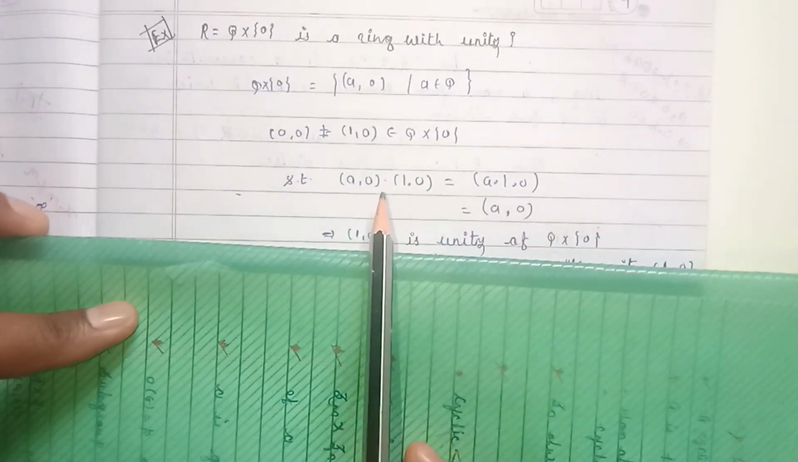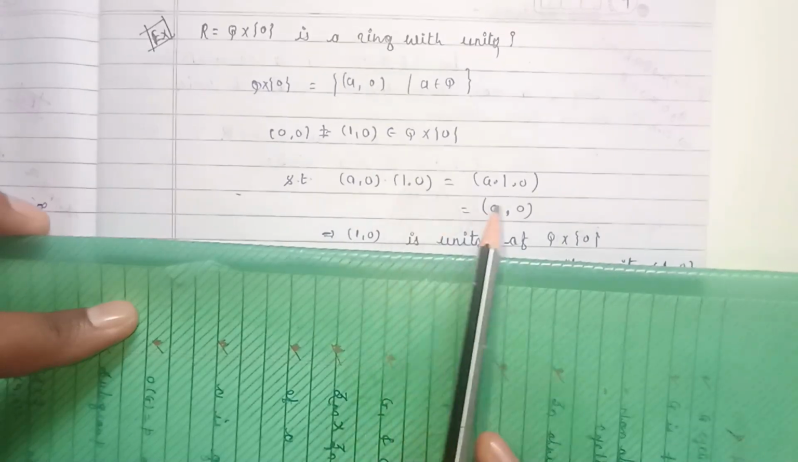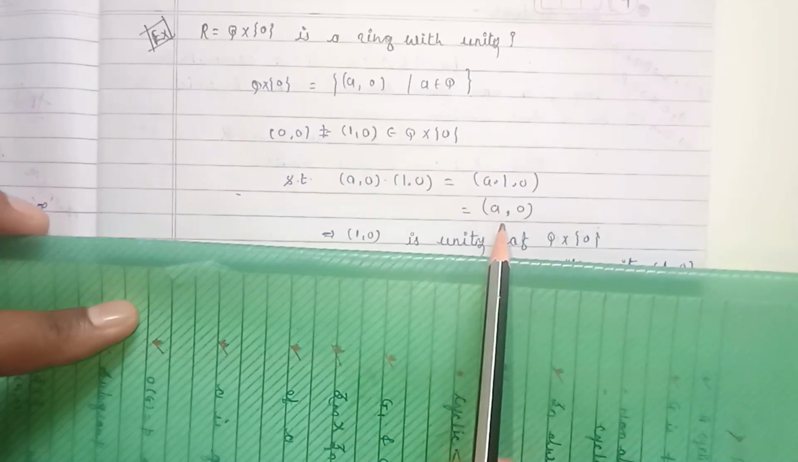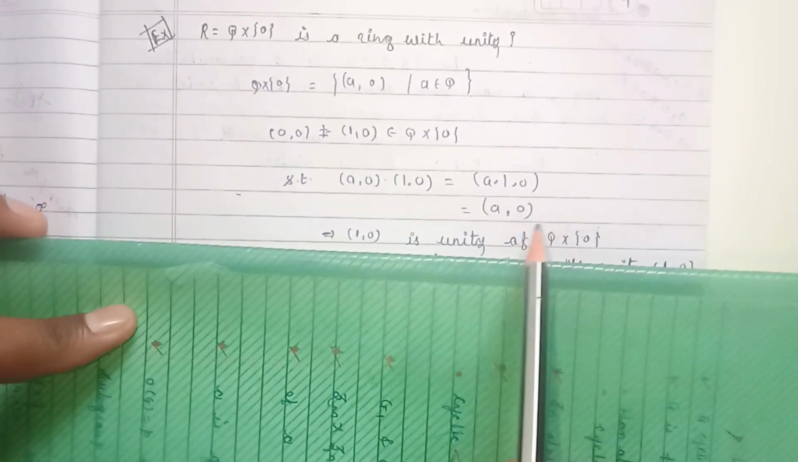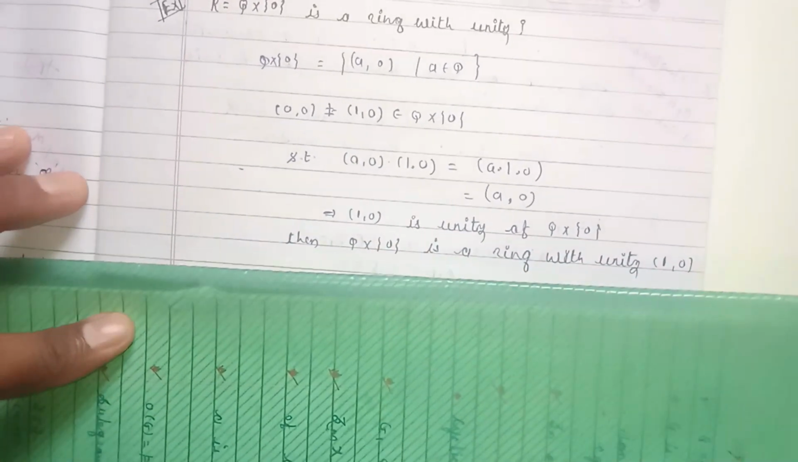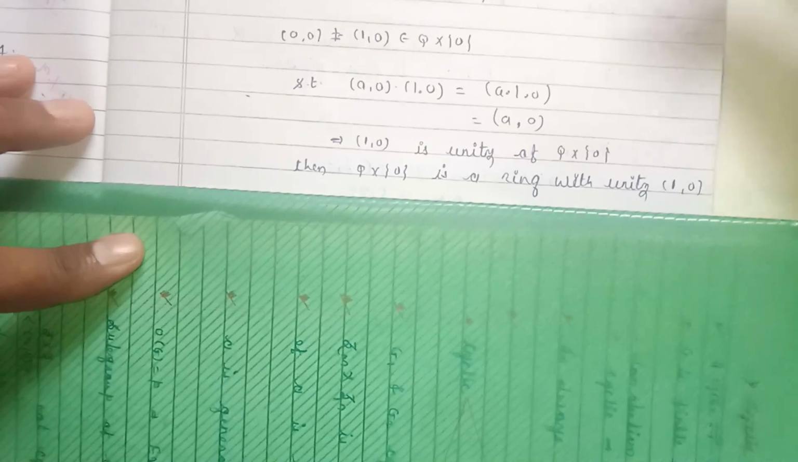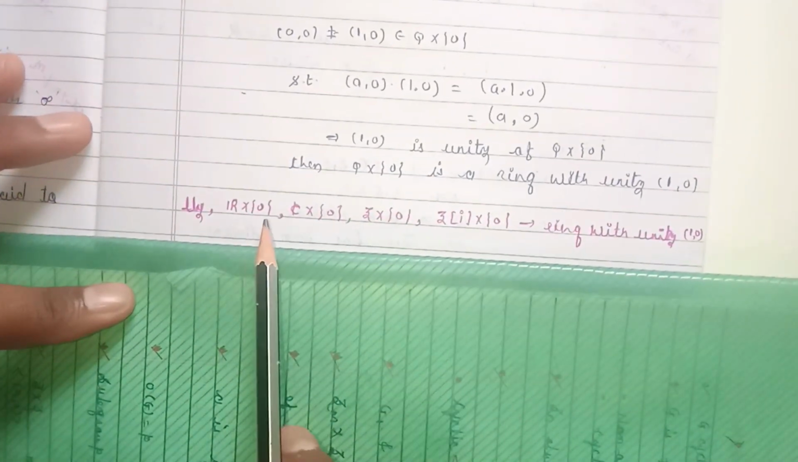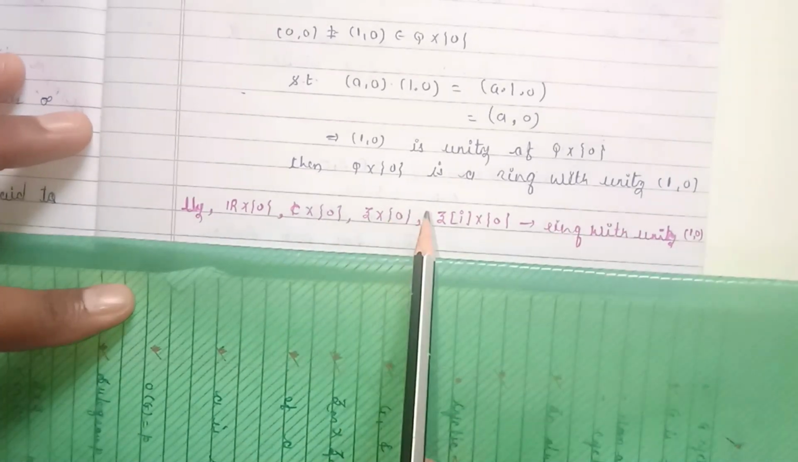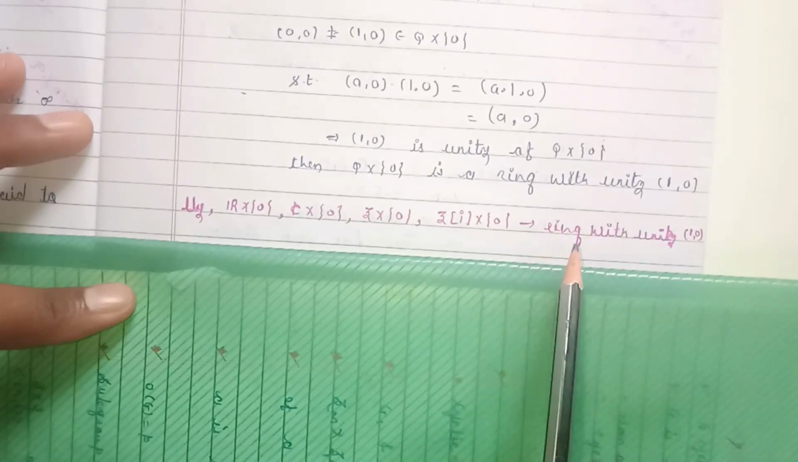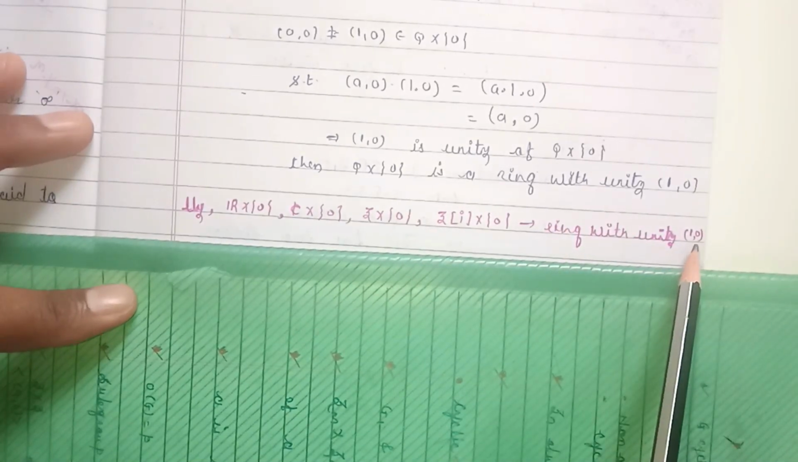So if we multiply (a, 0) to this element, we get (a, 0) itself. Or instead, you may multiply (1, 0) into (a, 0), and you will land on only (a, 0). So this is the unity of Q cross singleton 0, and hence we say that Q cross singleton 0 is a ring with unity, which is (1, 0). Similarly, you may try other examples too, like R cross singleton 0, complex cross singleton 0, Z cross singleton 0, Gaussian integer cross singleton 0. All are rings having unity (1, 0).